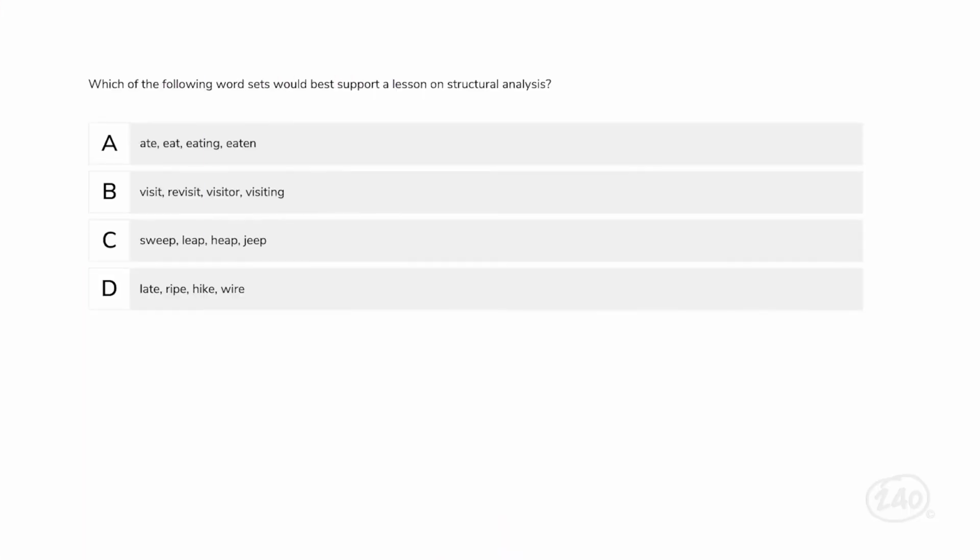Let's look at one from competency 2. Here's one of those tricky structural analysis questions. Which of the following word sets would best support a lesson on structural analysis? Ate, eat, eating, eaten, visit, revisit, visitor, visiting, sweep, leap, heap, jeep, late, ripe, hike, wire. This is the right choice.